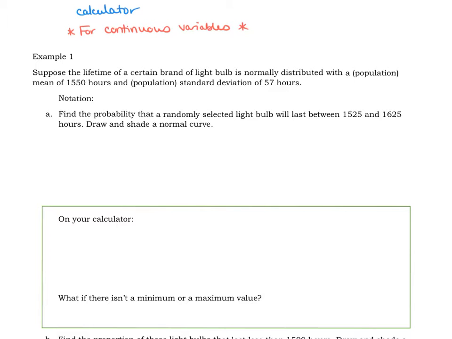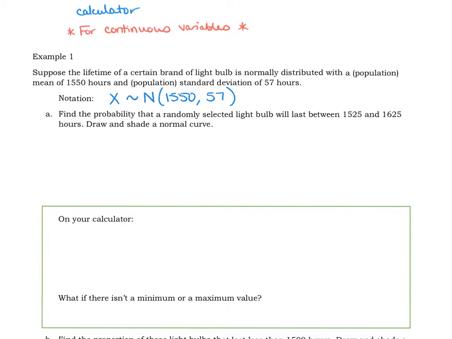So let's say we have a brand of light bulb, and the lifespan of a light bulb is normally distributed with a population mean, and we're not going to continue to say that most of the time. When it says with a mean, assume that means population, of 1,550 hours and a standard deviation of 57 hours. So again, just to hit that notation that we're going to use, that means our variable, lifetime of the light bulb, is normally distributed with a mean of 1,550 and a standard deviation of 57.